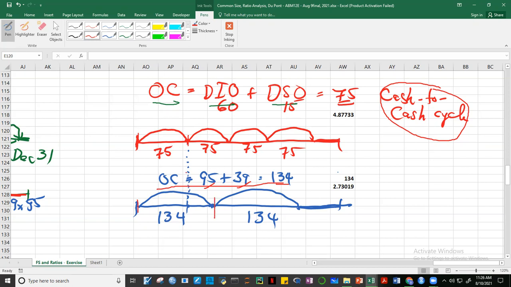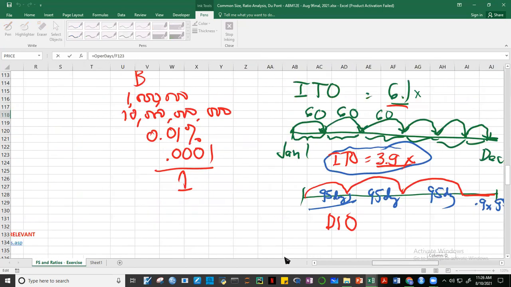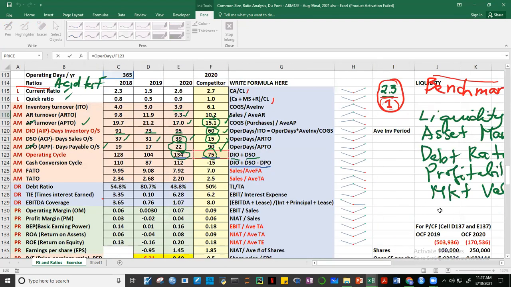Yung competitor natin, 75 days na-complete na nila yung cycle na yun. Tayo, halos magdodoble pa muna bago natin mako-complete yung cycle. So much so that yung 75 days yan, mako-convert natin into number of times yan. So ito guys, how do I compute for the number of times yung itong operating cycle? Well, it's operating days, which is 365 divided by yung 75. So yung days, convert natin into times.